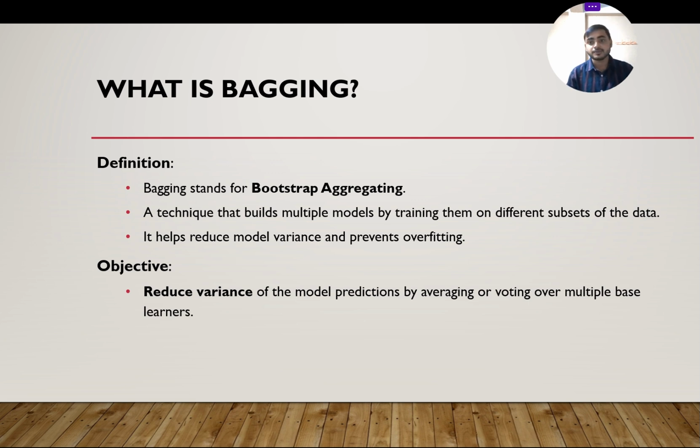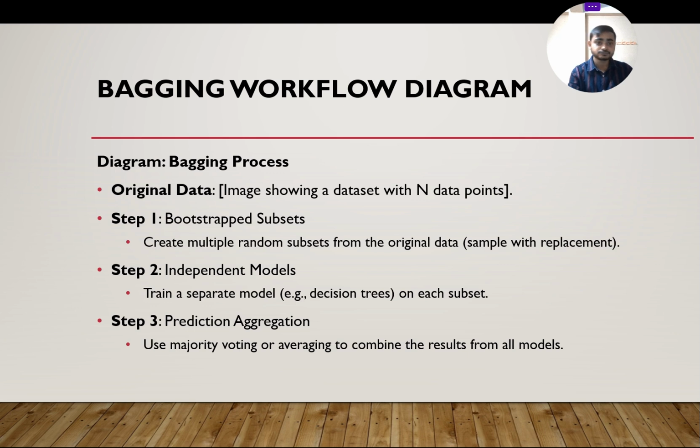That's the concept. It prevents overfitting, which means it reduces the variance of the model's prediction by averaging and voting over multiple base learners, right? That's the objective of bagging, right? Let's move on to the next slide.